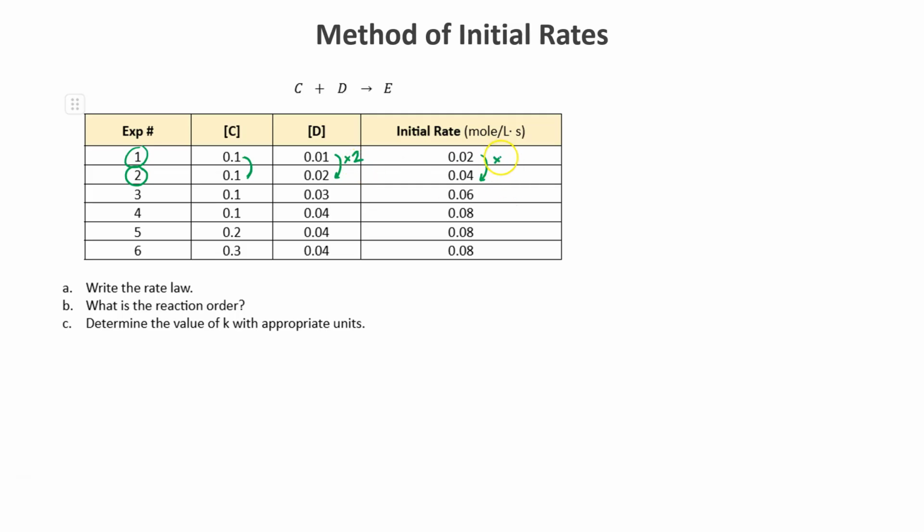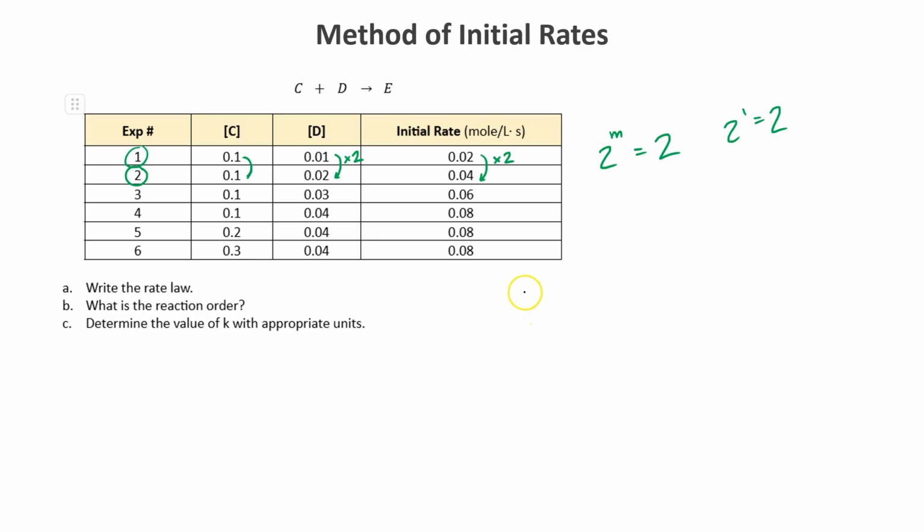We can see that the rate also changes by a factor of 2. Anytime the change in molarity is the same as the change in the rate, so here they both changed by a factor of 2, then that means that that reactant is first order. Another way to do it mathematically is to take the two changes. In this case, they both changed by 2. And ask yourself, 2 to what power gives me 2? Of course, 2 to the first power gives me 2. The point of this is that D is first order.